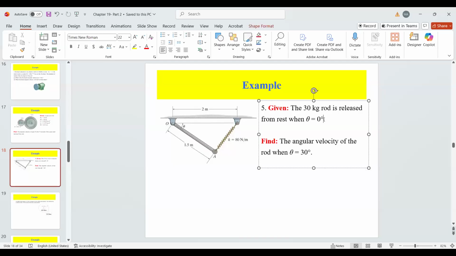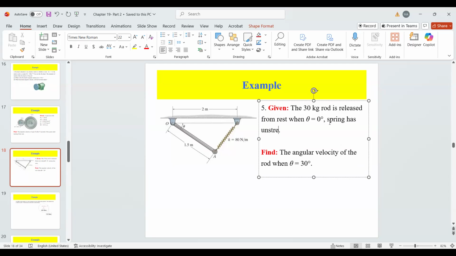Once theta is 0, the spring has an unstretched condition. Based on this information, we are trying to find the value of omega, or angular velocity of the rod, when theta is at 30 degrees.